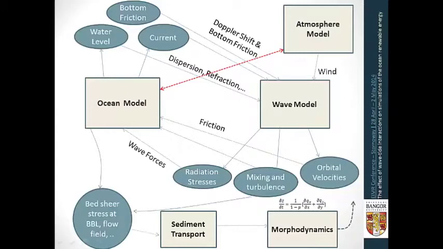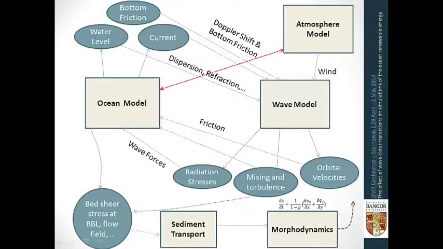So this graph shows that if you want to use a coupled tide and wave model, it's complicated, because there are many processes between the wave and current models, and there is not much observational data to select the proper physics in these models.